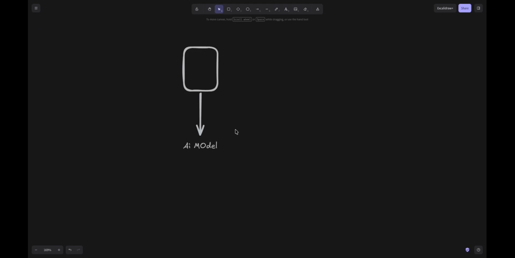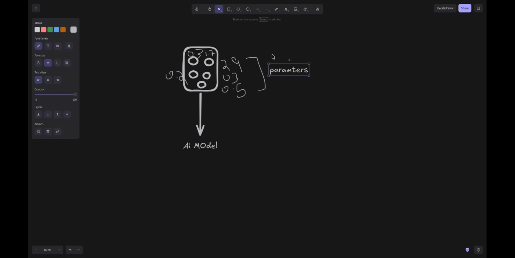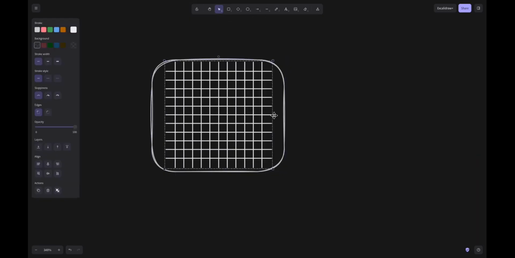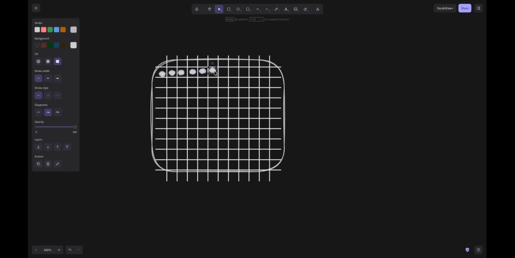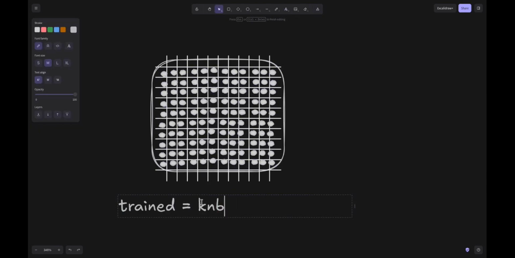Before we talk about GPUs and memory, let's answer a more basic question. What actually is a parameter? Picture an AI model as a machine full of tiny knobs. Each knob is just a number. When the model is untrained, those knobs are basically set randomly, turn it on, and you get gibberish. Training is the process of slowly adjusting each of those knobs by showing the model billions of examples of text and nudging the knobs bit by bit until the output starts making sense.